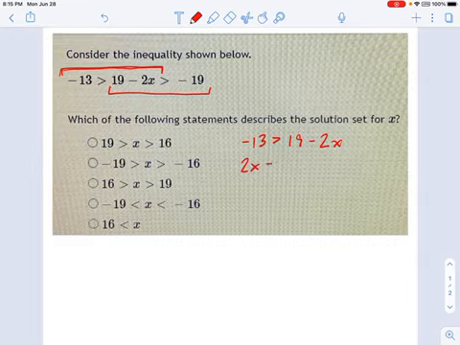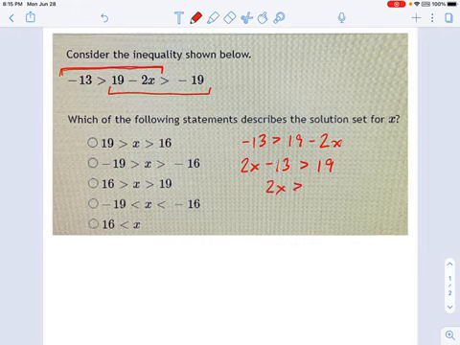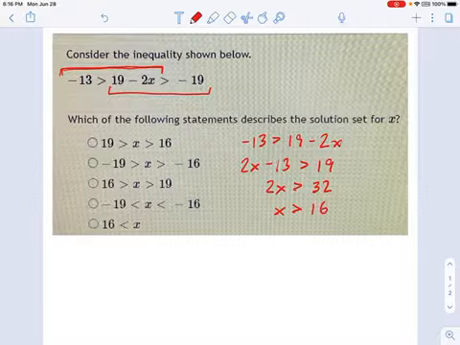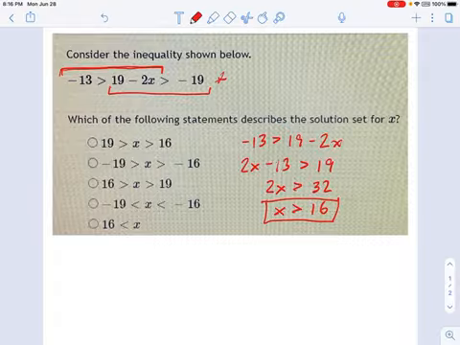So I get 2x minus 13 is greater than 19. And then I'm going to add 13 to each side. So I get 2x is greater than 32, which means x is greater than 16 if I divide each side by 2. So let's put a box around that and just hold on to it. And then we'll come around here and do the right side next.